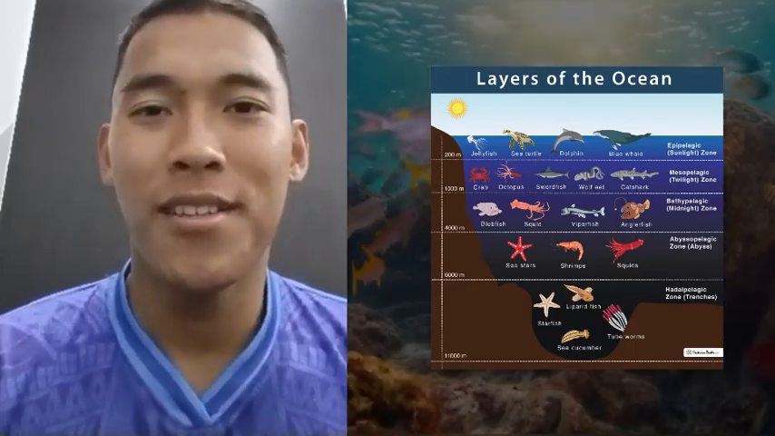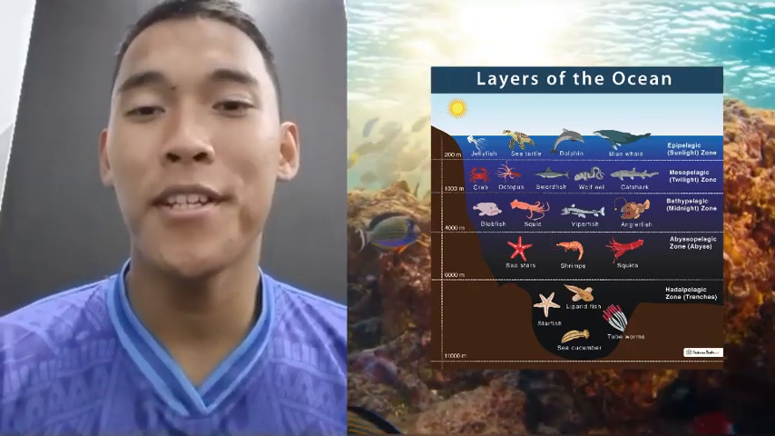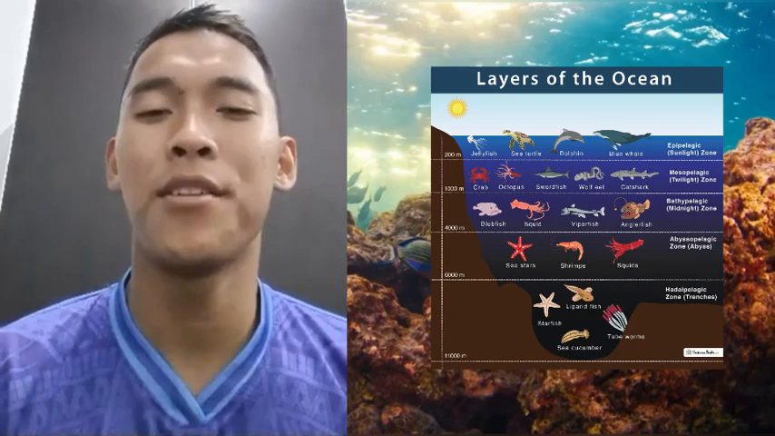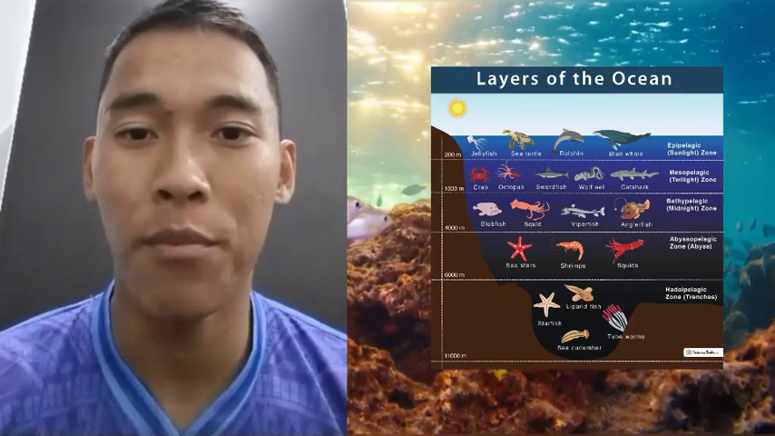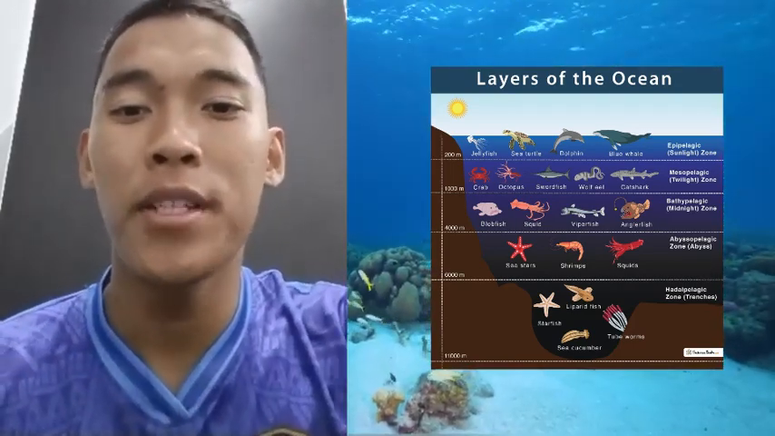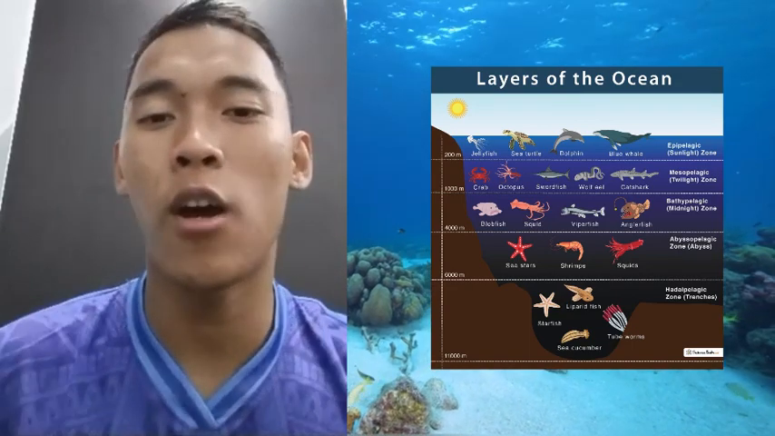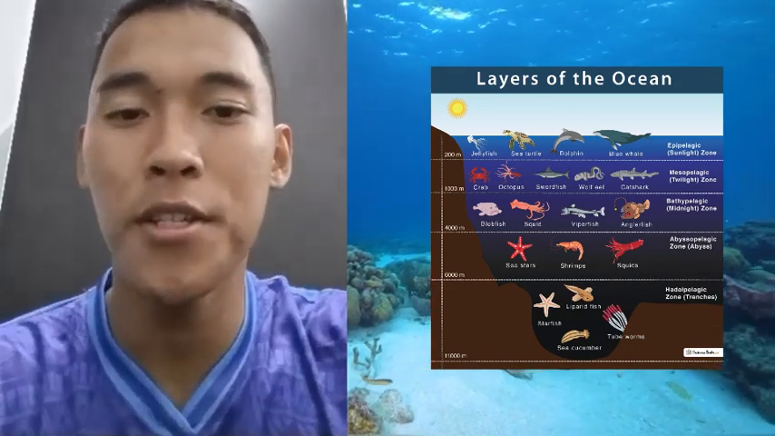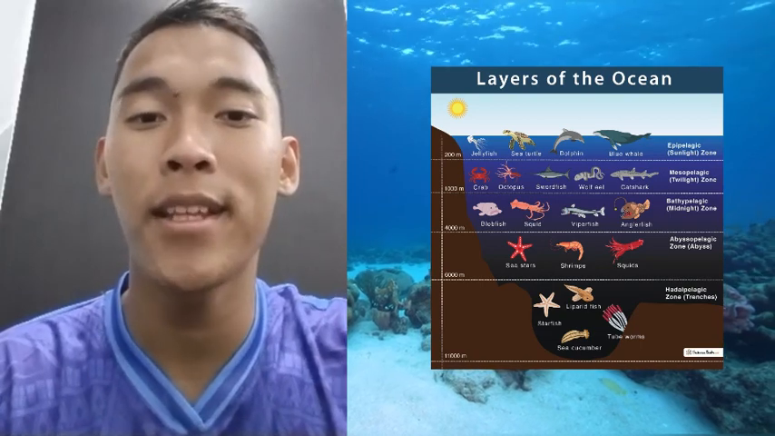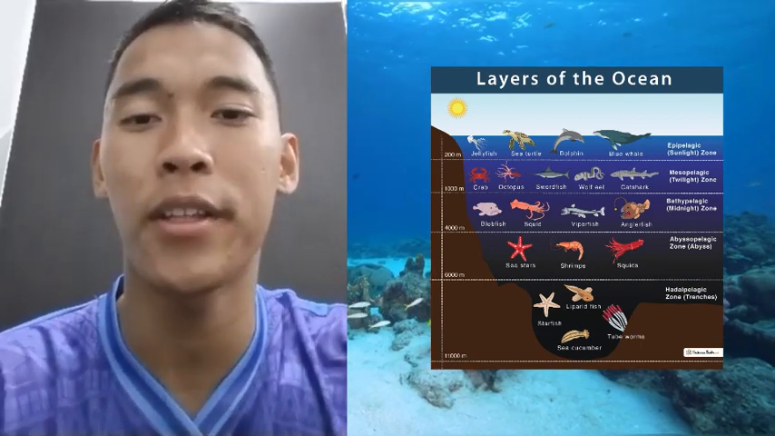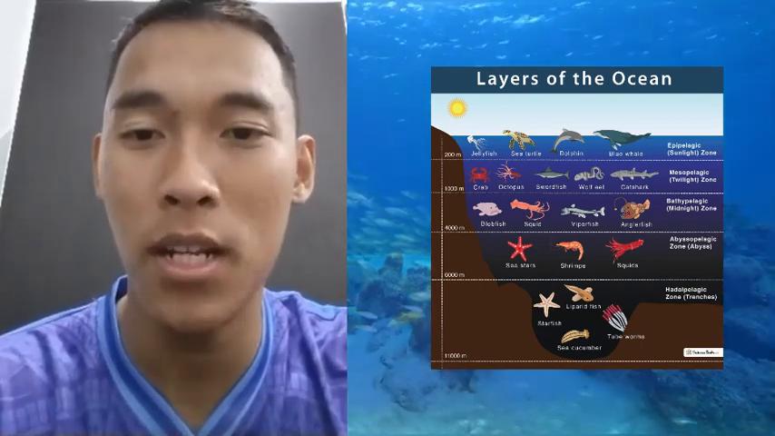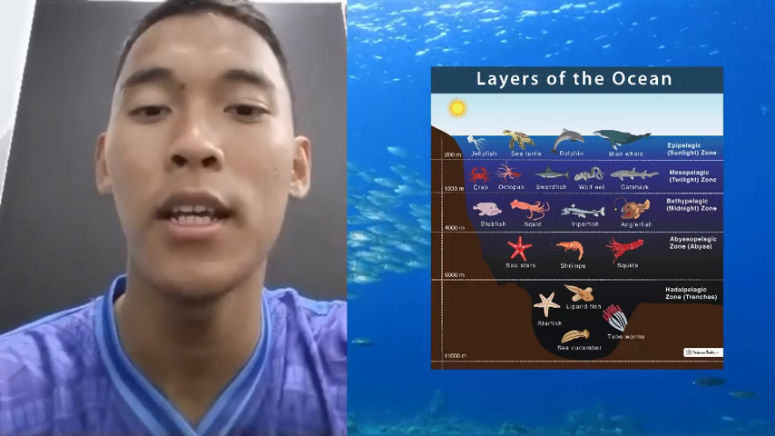And the last one is the hadal pelagic zone. The pressure in the hadal zone is immense, reaching over 1000 times the atmospheric pressure. The temperature remains cold, hovering around freezing to a few degrees Celsius above freezing, and the salinity levels are influenced by local factors, but they are generally similar to those found in the abyssal zone.